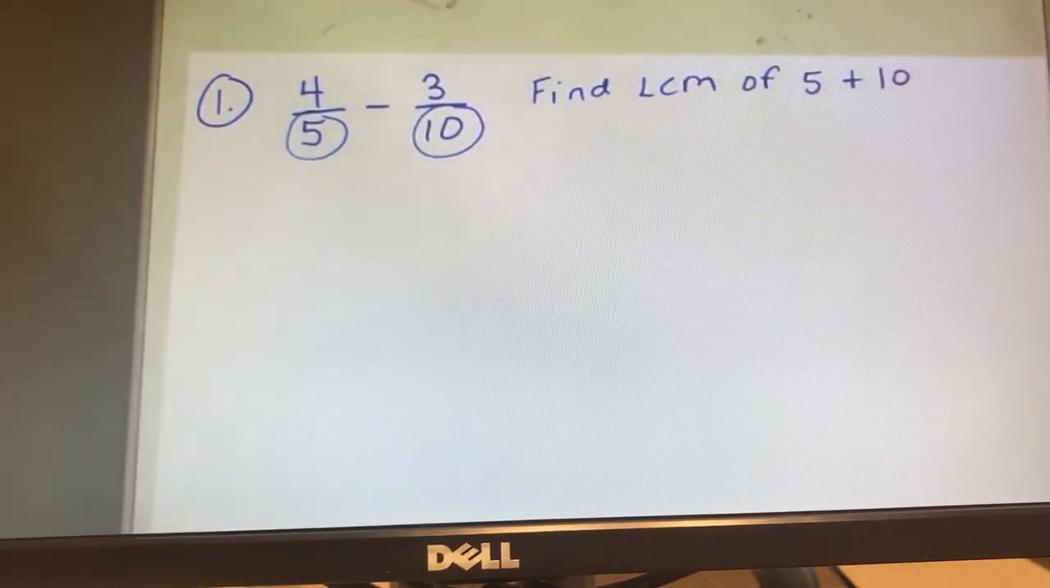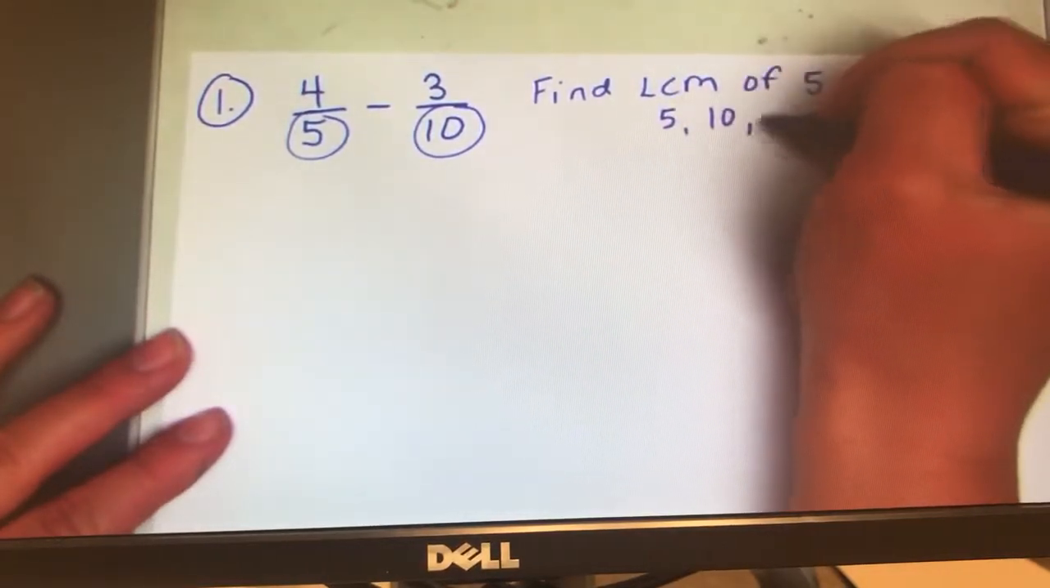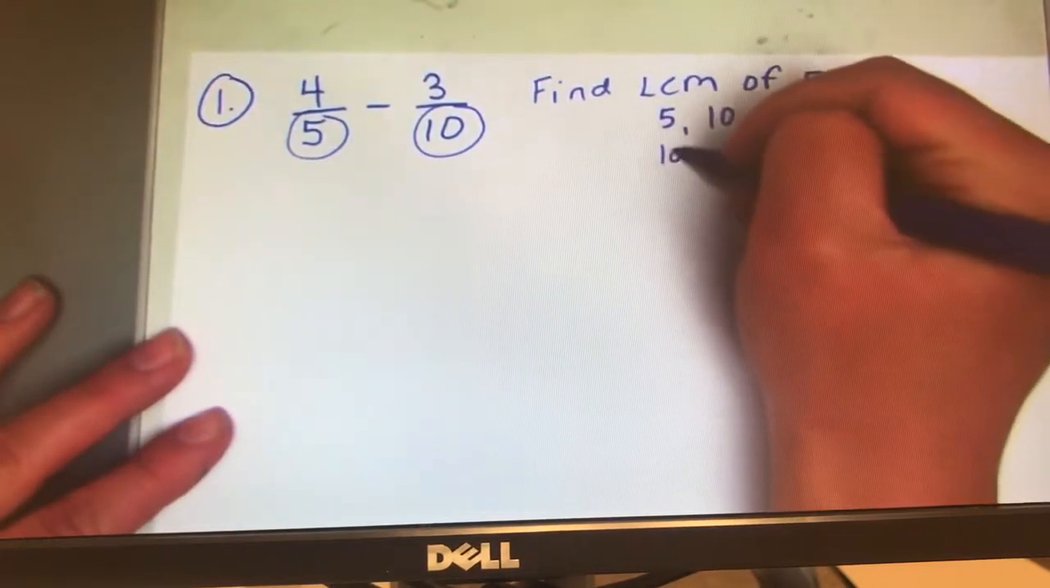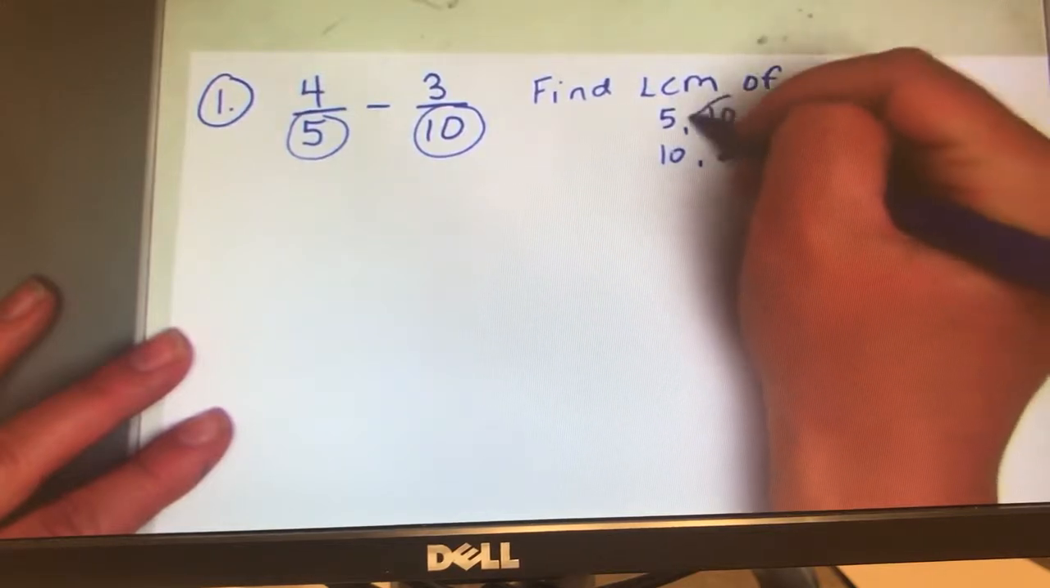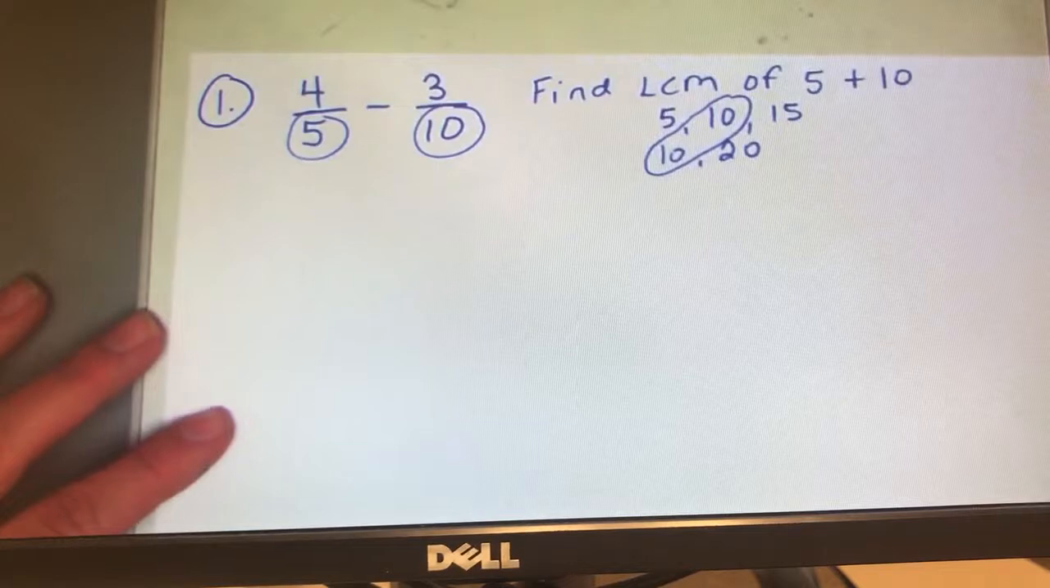Now, some of these very small numbers, last time we talked about how to find the LCM, and there was a longer process to do that with the really big numbers, but with these really small numbers, we shouldn't have to do that. Meaning, remember that multiples are counting by a number. So multiples of 5 are 5, 10, 15. Multiples of 10 are 10, 20, 30. So if I made a quick list, counting by 5s, counting by 10s, the least common multiple is the first number they have in common. So their LCM is 10.